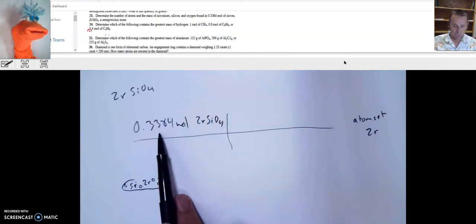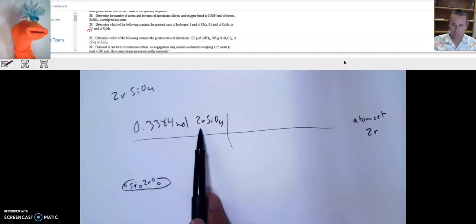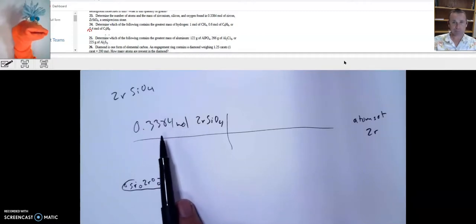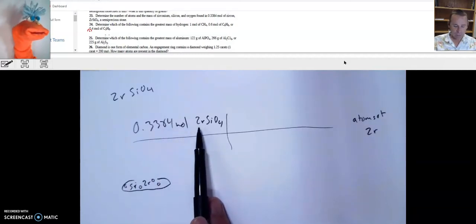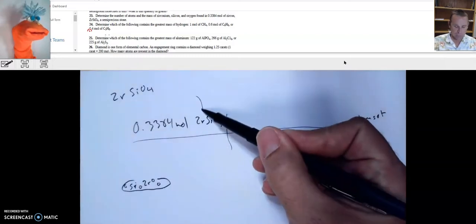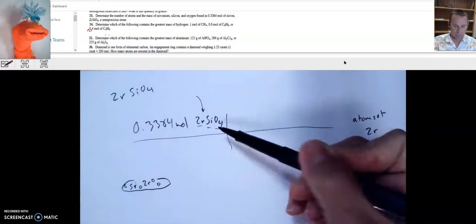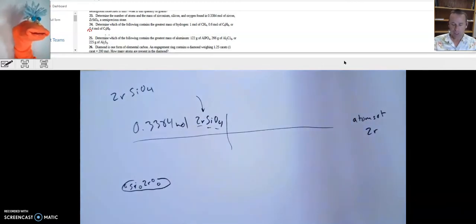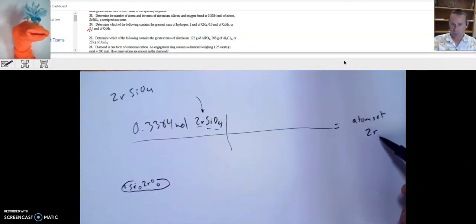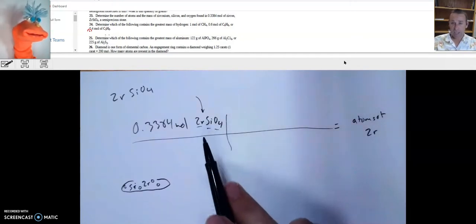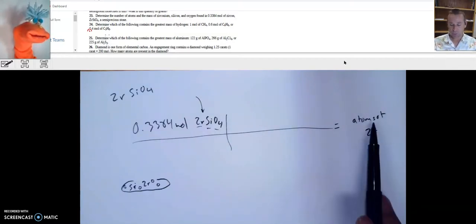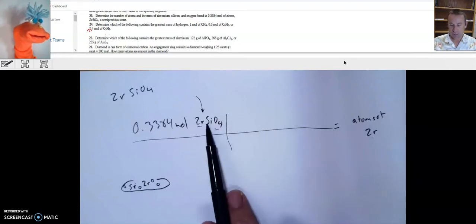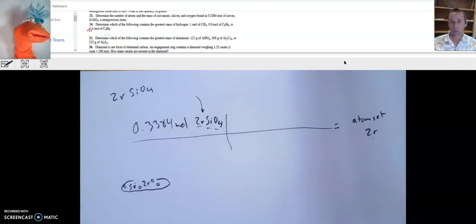Now I have 0.3384 moles of this, and I can see in this chemical formula, for every mole of this, I have one of those, and one of those, and four oxygens. So when I solve for my atoms of zirconium, it's going to be equal to the number of atoms of silicon, and I can just multiply it by 4 to find the atoms of oxygen. So I'm going to solve for zirconium and recognize that that's the same answer for silicon and just times by 4 to get the oxygen.